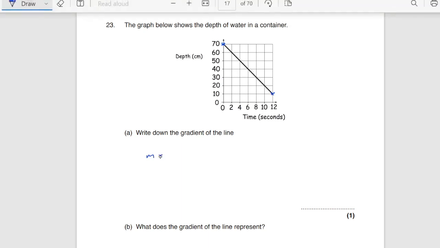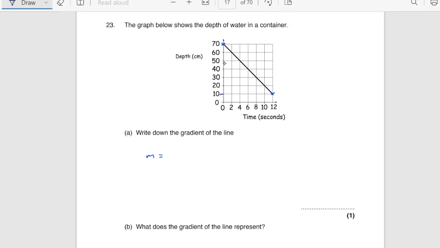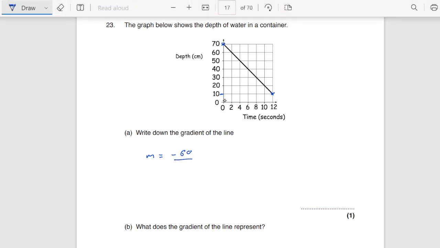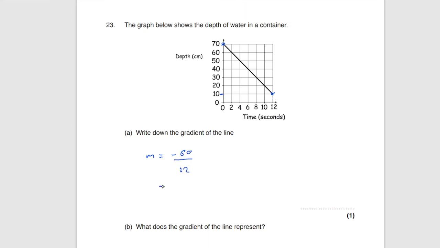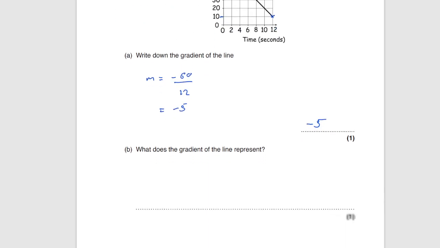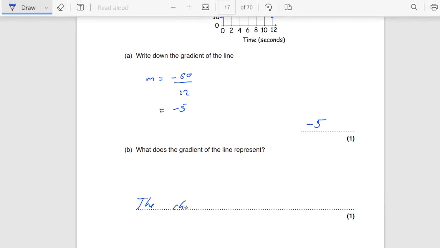The gradient is going to be equal to the change in y over the change in x. So if I've gone from 70 to 10, I've gone down 60. And the time has been 12. So the gradient of that line is going to be minus 5. What does the gradient of the line represent? It represents the drop in depth each second. The change in depth each second.